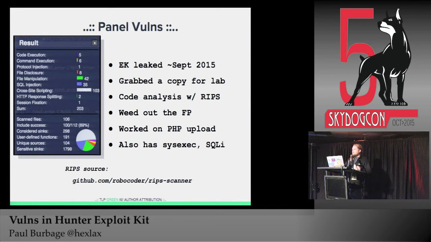Whenever I initially look at PHP code for vulnerability analysis, I utilize an open source program called RIPS, which is available down there at the GitHub link. RIPS comes back and gives you a pretty good idea of whether or not there are some vulnerable paths. But of course, with any type of vulnerability assessment, you have to start weeding out those false positives. So I mainly concentrated on the PHP upload vulnerabilities for this presentation, but some of the initial results also included command execution as well as SQL injection.